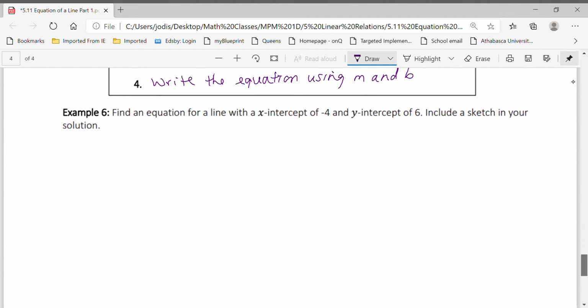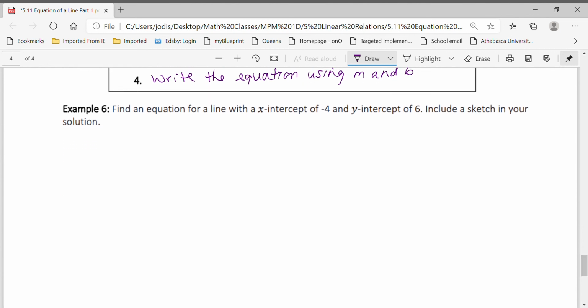Okay. So we've got 2 more examples here. We're going to try to find the equation of a line with an x-intercept of negative 4 and a y-intercept of 6. We also want to include a sketch in our solution. Okay, so right here, if we remember, x and y intercepts, they actually told us 2 points. So they gave us these points right here. So x-intercept of negative 4, and they gave us a y-intercept of 6. So we have 2 points. So this would be the find the equation of a line given 2 points.